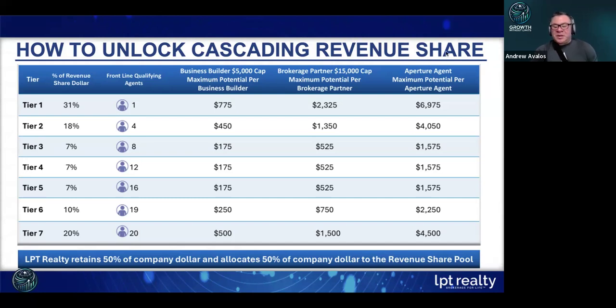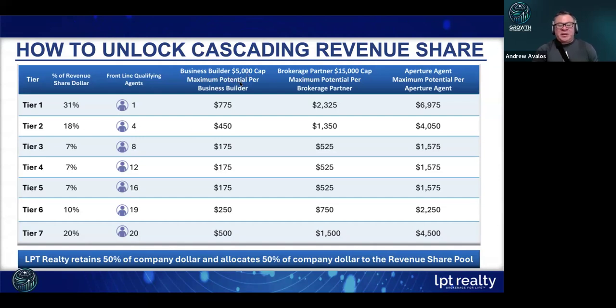Okay, so many of you look at this chart, and if you haven't been part of a revenue share group or cloud-based brokerage in the past, it can be a little confusing. But I'm going to make it very simple so that you have an understanding of not only how the revenue share works, but also the transparency in revenue share models. So we're going to start off with the revenue share model of LPT Realty, and I'm going to start off with the business builder model.